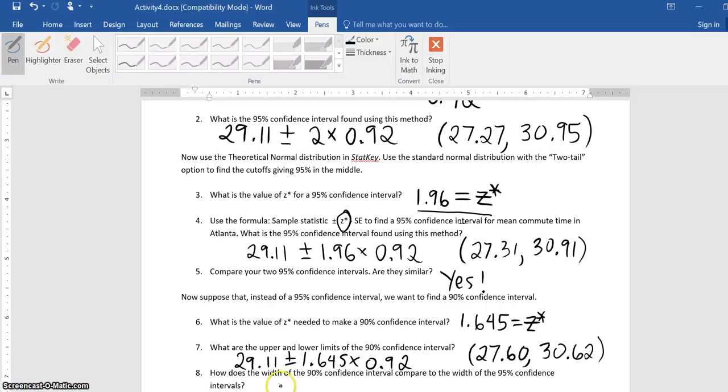Coming back to my formula, but now using the z star for a 90% confidence interval, gives me a confidence interval that goes from 27.60 minutes up to 30.62 minutes. I can see that my 90% confidence interval is narrower than my 95% confidence interval.